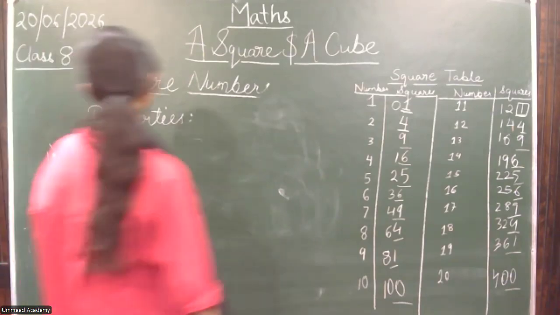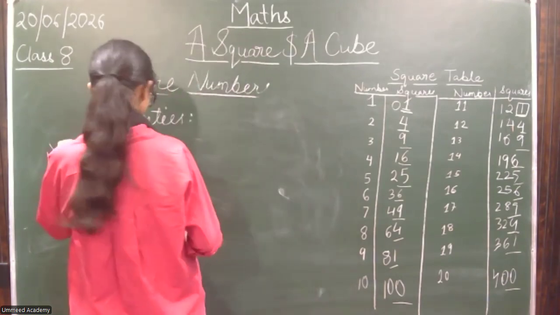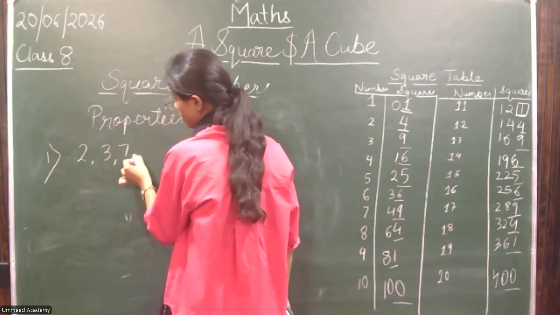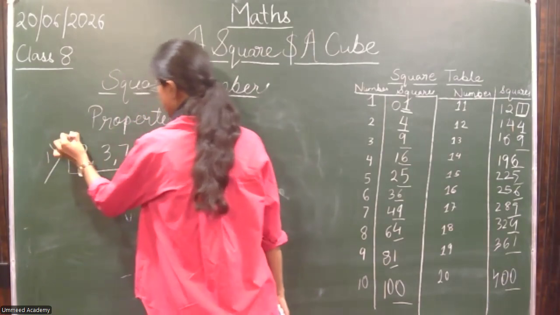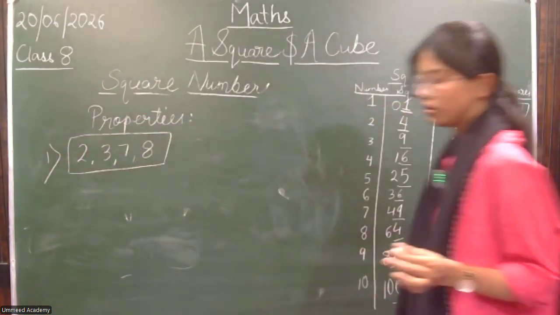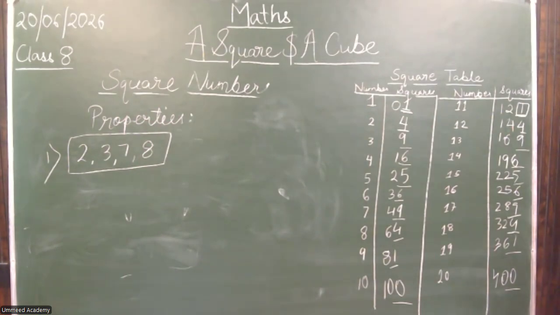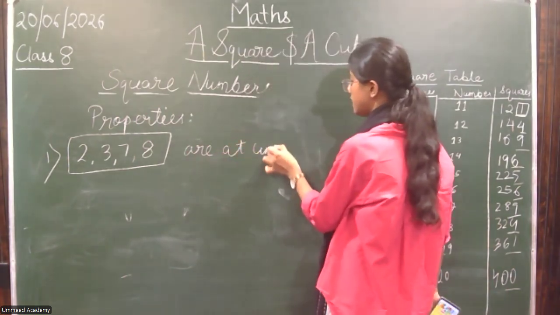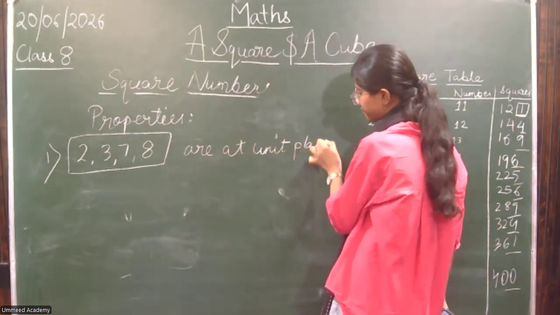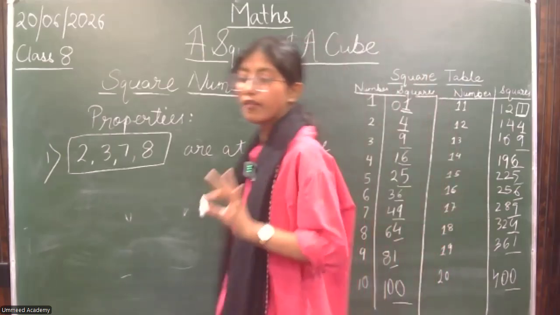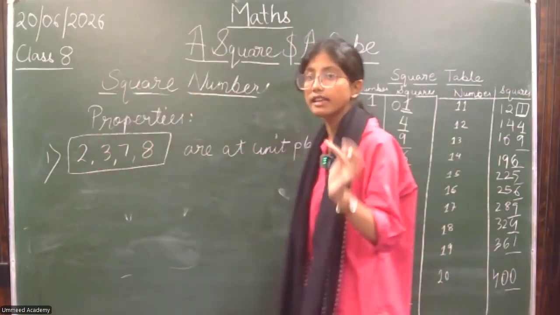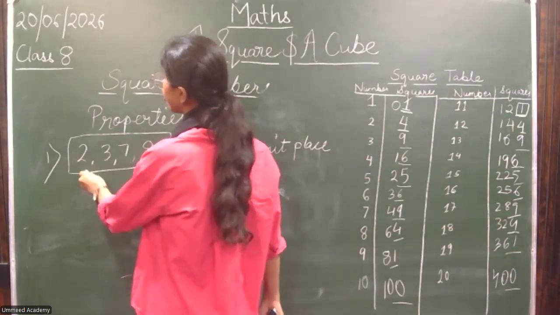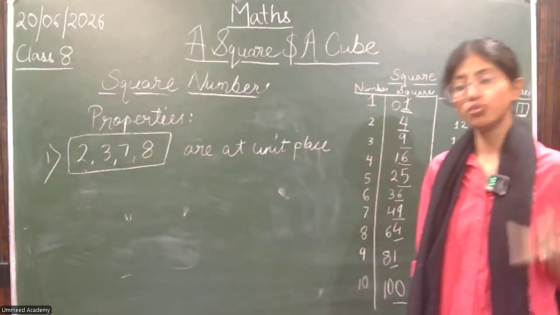So the first property: 2, 3, 7 and 8. These numbers, learn them by heart. When these numbers are at the units place, we can say that the number is not a perfect square. Never can a number be a perfect square if it has 8, 7, 3 or 2 at its unit place. Clear?